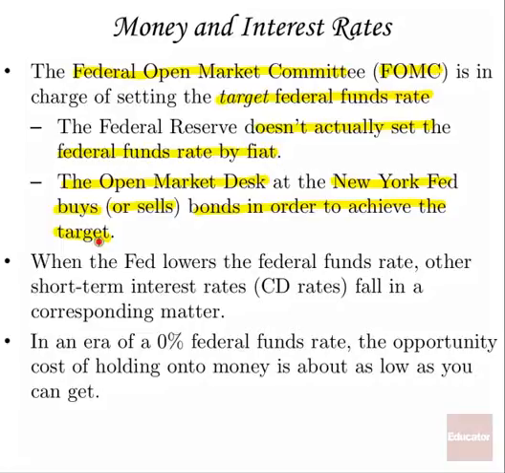As I mentioned before, when the Fed wants to use expansionary monetary policy and the federal funds rate is 0%, they've had to resort to quantitative easing, where they're directly injecting money and buying illiquid assets. They're trying unconventional ways. When the Fed lowers the federal funds rate, other short-term interest rates, for example CD rates, fall in a corresponding manner. It's very predictable. If the Fed raises rates, then the rates for a lot of these other instruments are going to go up as well.